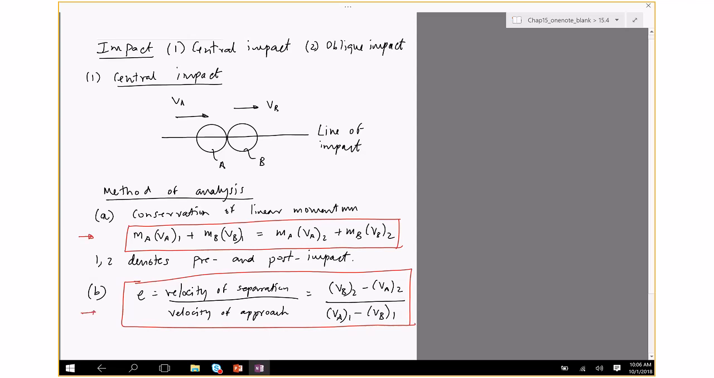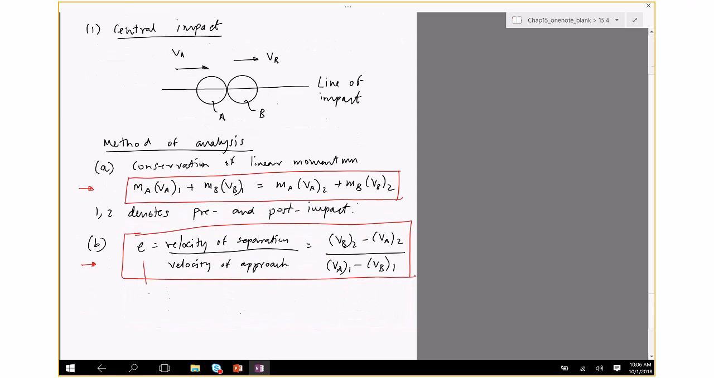The other equation comes from an empirical relation between how they move. It's called the coefficient of restitution. This is very much like friction coefficient. You find it experimentally. It's defined as velocity of separation divided by velocity of approach, and it's important that you put this in the right way.